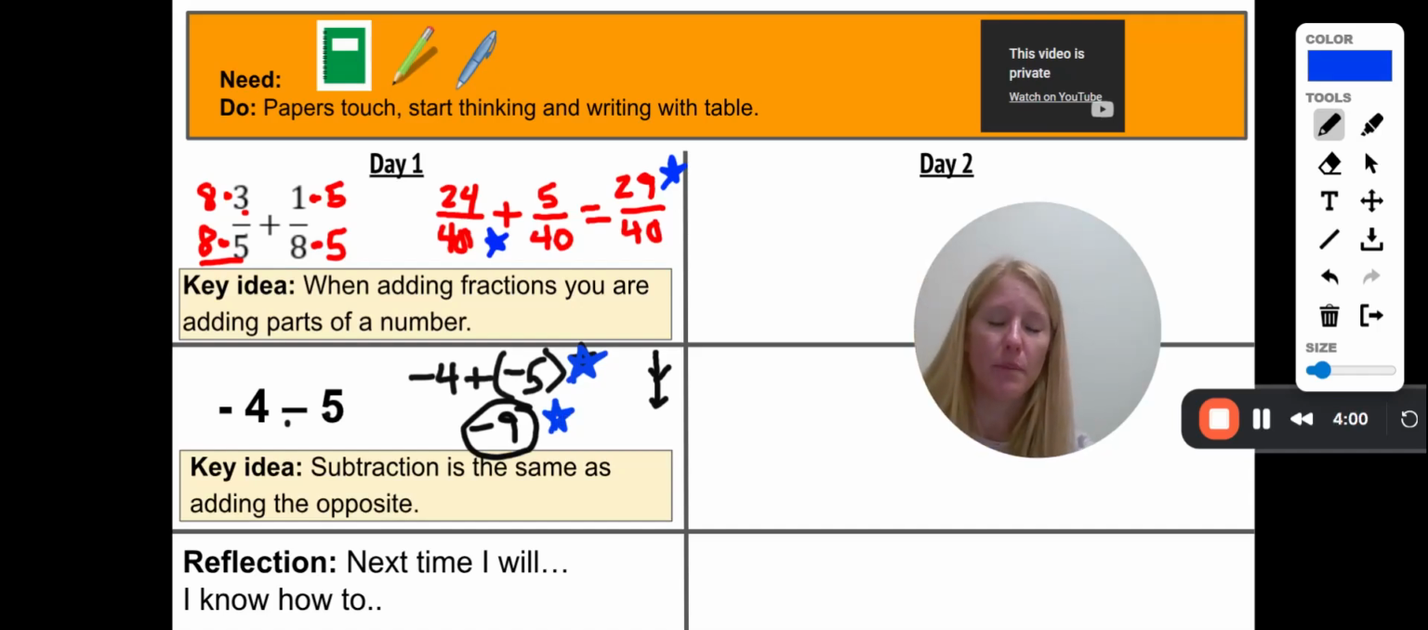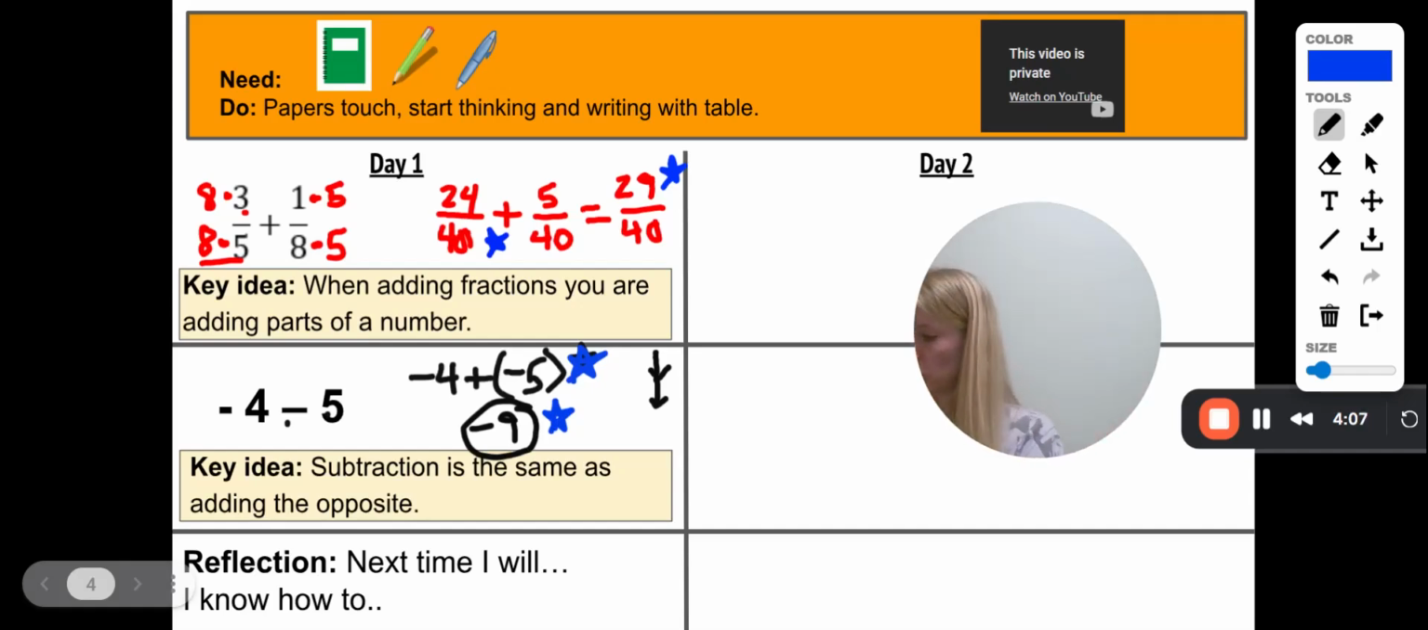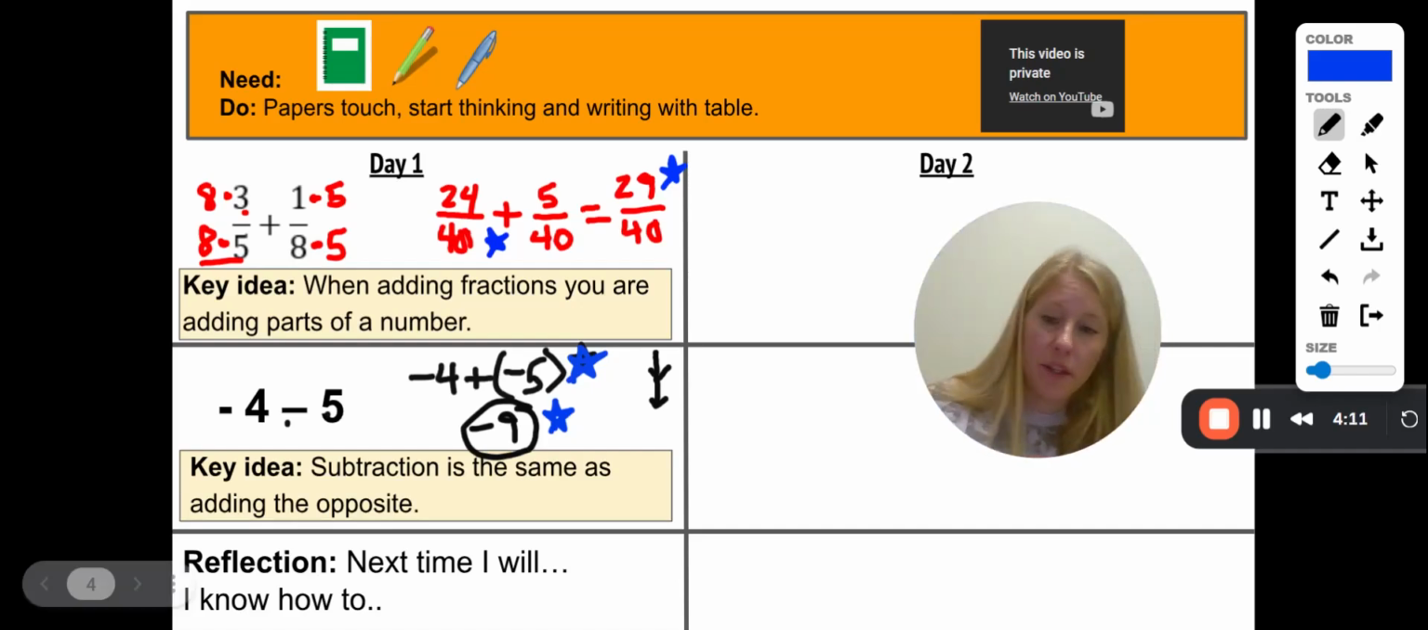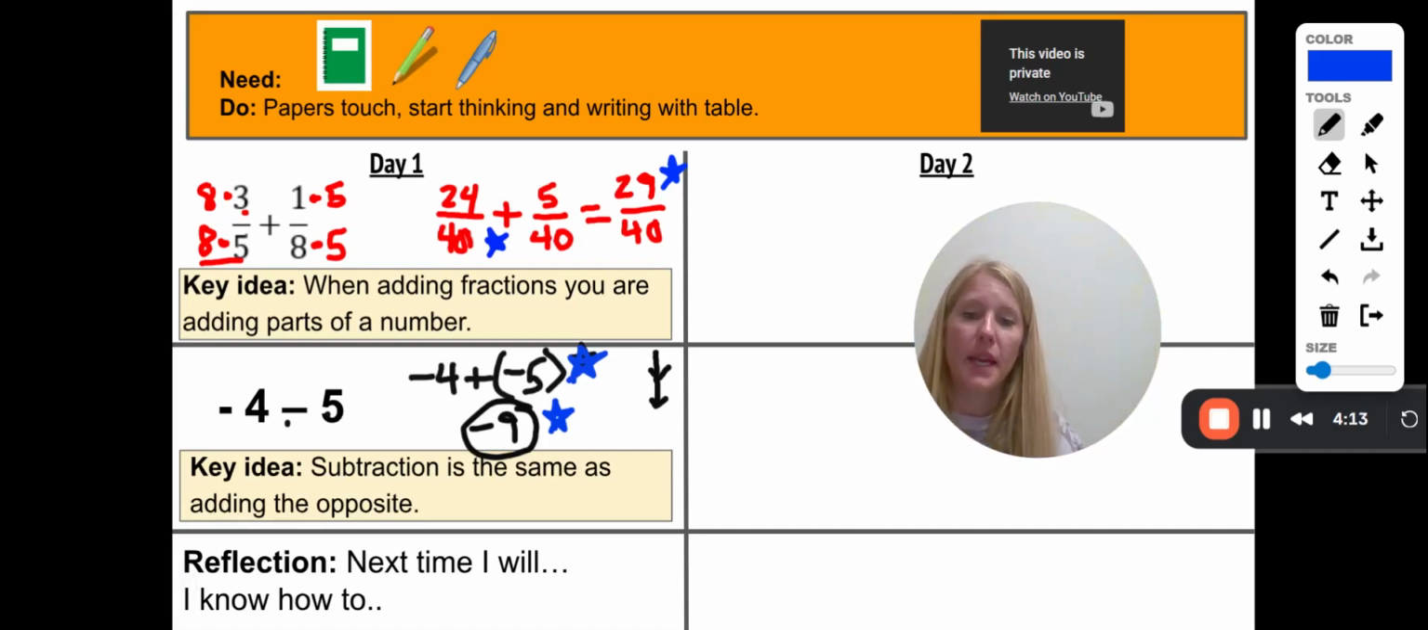Okay, finally, on the bottom of your page, you're in that third section at the bottom. You're going to choose one of these prompts. Next time I will, and you can say, next time I will remember to change my subtraction to adding the opposite, if that's the part you got wrong. Or if you got it all right, you can say, I know how to add fractions and subtract integers.